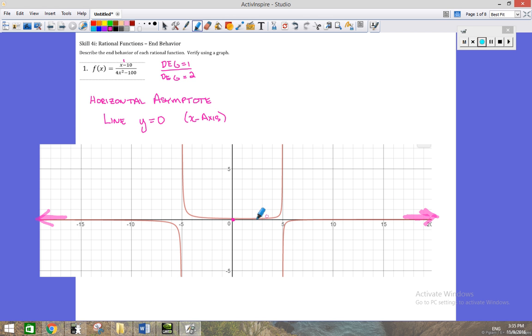So there's our answer for number 1, that the end behavior is a horizontal asymptote, and it's the line y equals 0. You must give the asymptote in the form of an equation. If it's horizontal, it'll be y equals. If it's vertical, it'll be x equals.